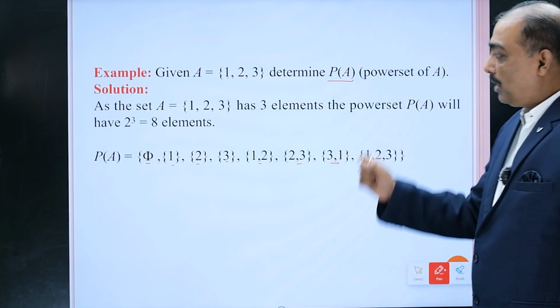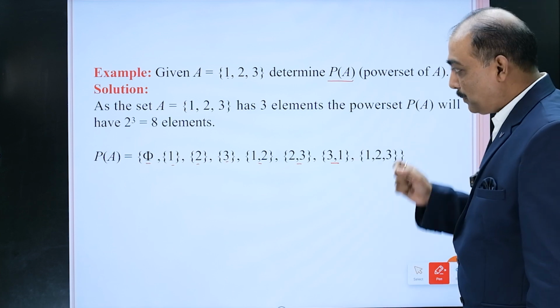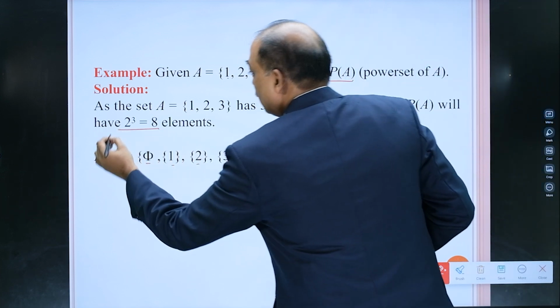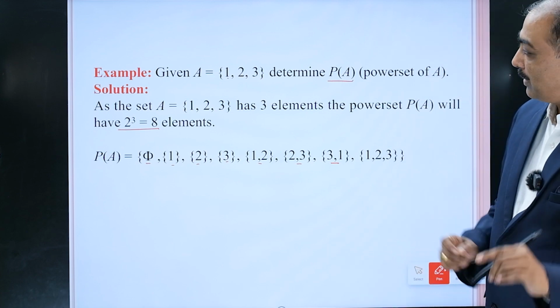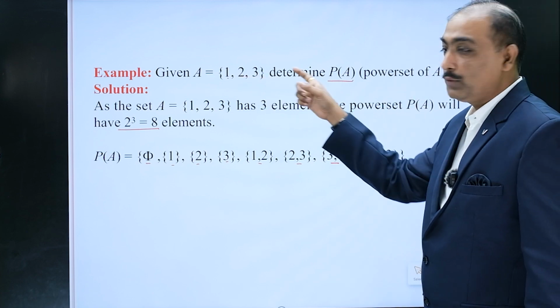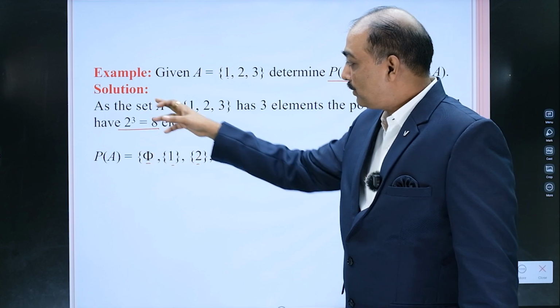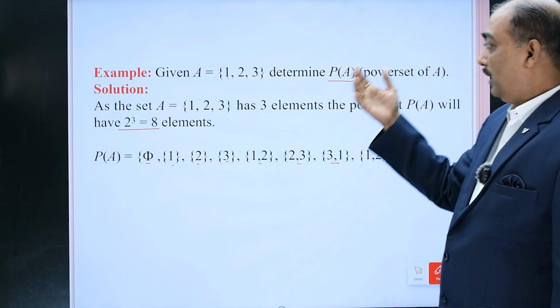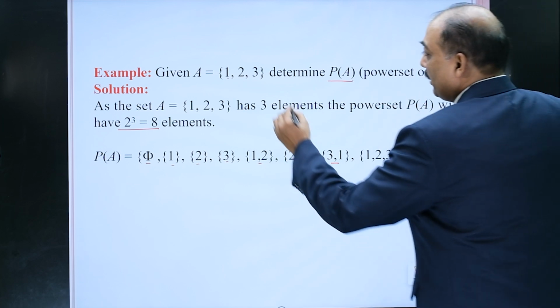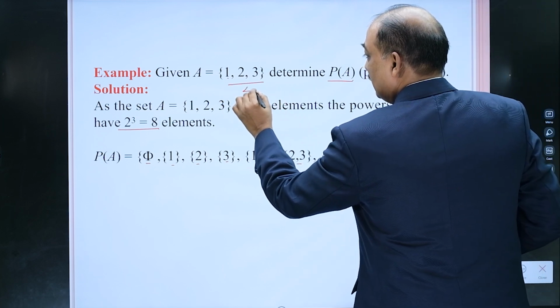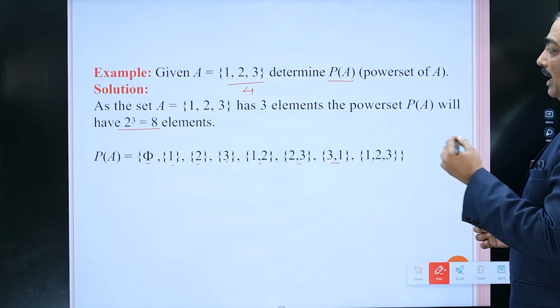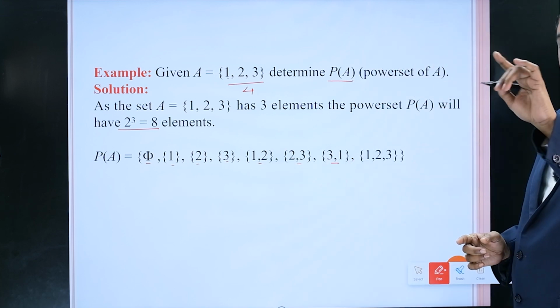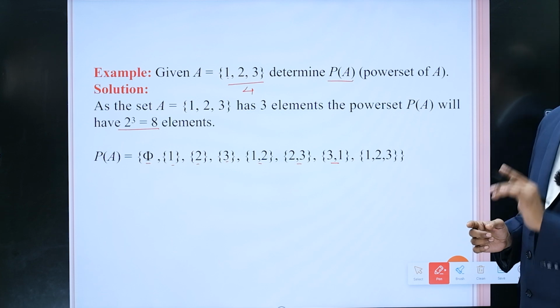The number of elements in the power set will always be 2 to the power of the cardinality of that set. What is the cardinality of this set {1, 2, 3}? That is 3. So it becomes 2 to the power 3. So this power set will consist of a total of 8 elements. Suppose you have a total of 4 elements in this particular set, then the total number of elements in the power set will be 2 to the power 4, that is equal to 16. So keep this in mind.